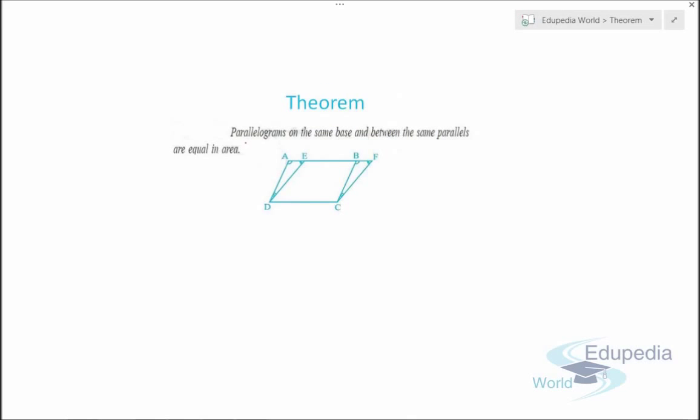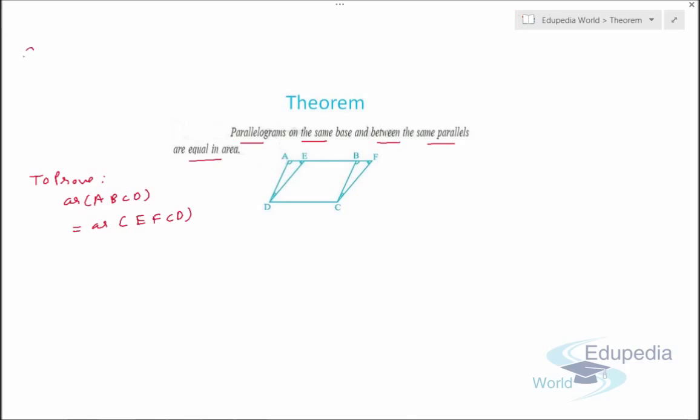The theorem says that parallelograms on the same base and between the same parallel lines are equal in area. So we need to prove that, first of all, area of ABCD is equal to area of EFCD. Right? Now, let's see how we can prove this.